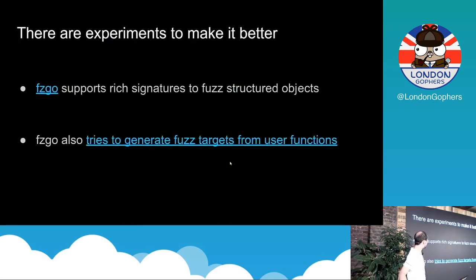There are some experiments to make fuzzing better, like fzgo, which tries to accept structured data. Instead of accepting a byte slice, you say, I accept this struct, and it fills it with random data. So if it has an int, it puts an int. If it has a string, it puts a string. It's experimental, but it works pretty well. It also has an experiment to automatically generate fuzz targets for you. That works not as well, but it is still worth a try.